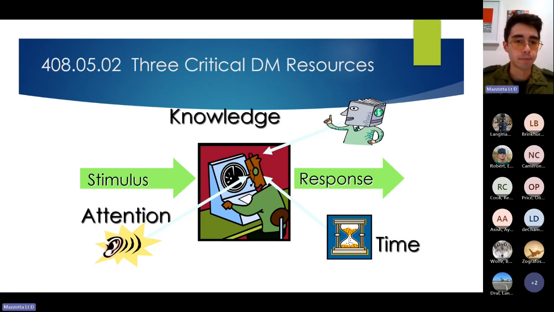So the three critical decision-making resources we have are knowledge, attention, and time. In terms of knowledge, it's really important that we know what's happening around us. Like we had discussed in the previous slide, what do we know about the process, what do we know that could happen, what is all going around. Previous knowledge and previous experience is also very helpful in this situation.